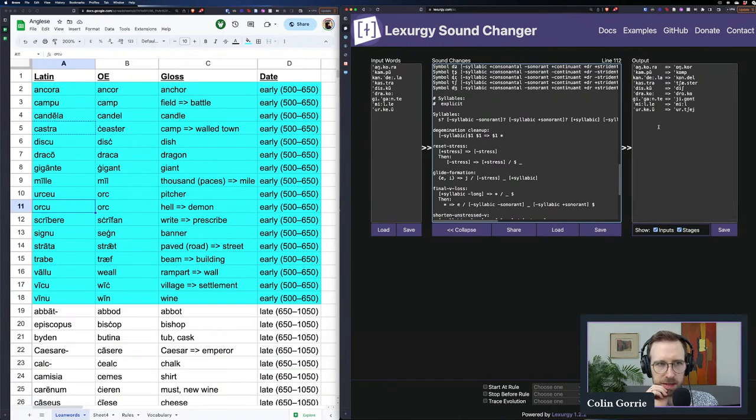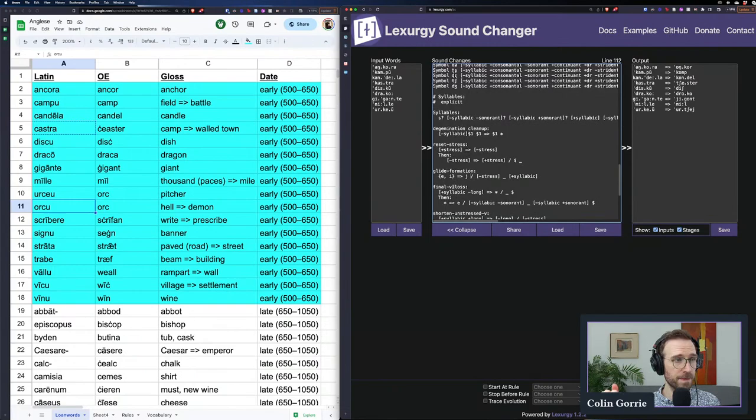Okay, that sort of didn't work. Urcus. So what we're going to need, we're going to take this A, turn it into a glide, and then just delete it along with the vowel. So what this is going to do is just, there we go. Okay, urk.